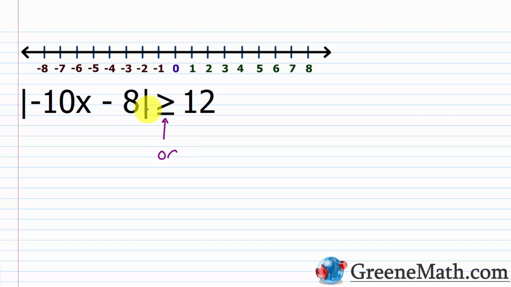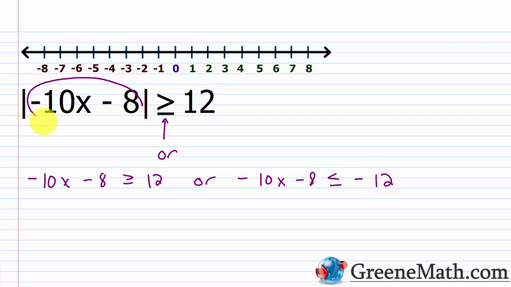So I remove the absolute value bars. So negative 10x minus 8 is greater than or equal to 12. Then or, remove the absolute value bars, negative 10x minus 8, flip the sign. So now this is a less than or equal to, make this negative. So negative 12. And again, that comes from the fact that I can have the negative of this be greater than or equal to 12. I divide both sides by negative 1. This becomes negative, and the sign gets flipped. It's just that simple. So let's go ahead and solve each one here.